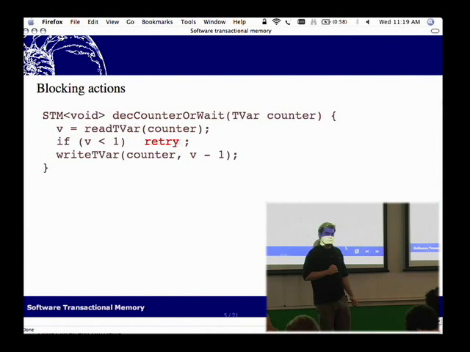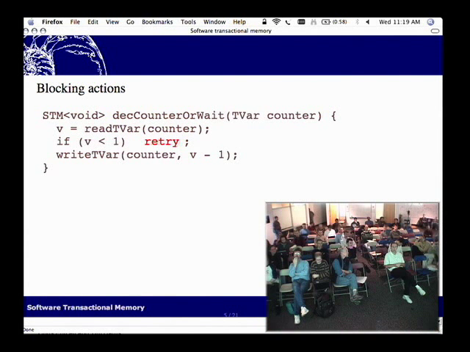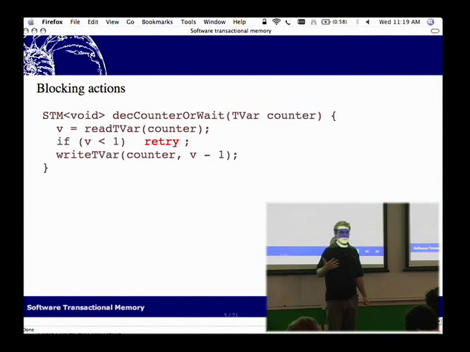What are the semantics of retry? What does it do? As I went through before, retry looks at all of the variables you've read, and it hangs the current thread on a wait queue of all of them. So at this point, we will have read counter, and if it's 0, we hit retry. And retry will suspend the current thread until counter, in this case, has been updated. Now, it may not have been updated such that it's non-zero. It may have gone to -1.